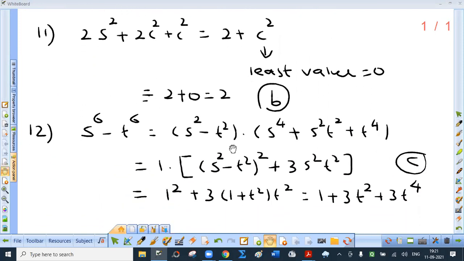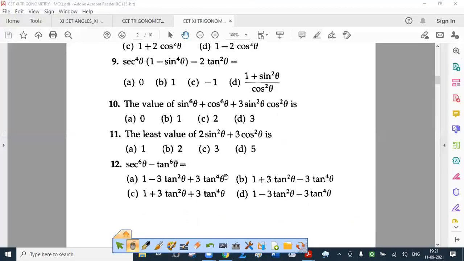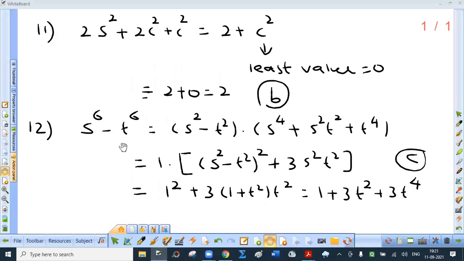Let me explain one more so that you can write solutions for this. Sec raised to 6 minus tan raised to 6. You have to use common sense. All options are in terms of tan. Now, what are the factors of a cube minus b cube? Here, s stands for sec and t for tan.